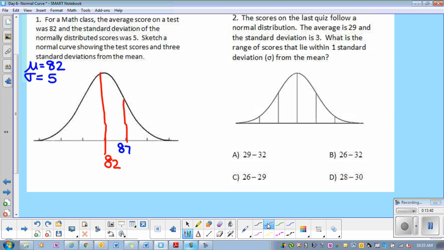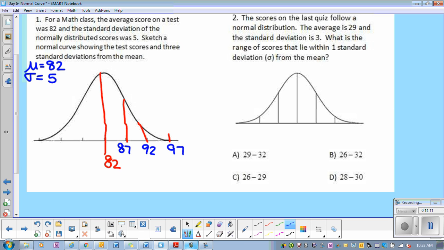I told you we go up to 3. So 2 standard deviations, just add 5 again. 92. And then that's 1, 2, and then 3 standard deviations. Plus 5. 92 plus 5. 97, right? Good. So that's 3 standard deviations above.